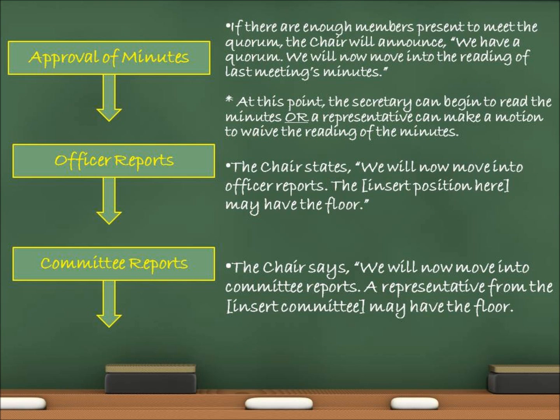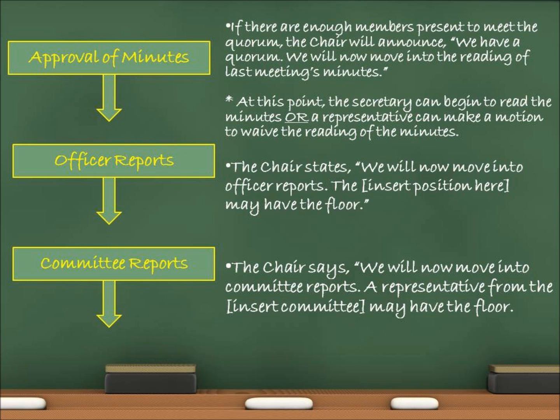Upon moving into the approval of the minutes, the chair will say, "Will the secretary please read the minutes from the last meeting?" At this point, the secretary can start to read the minutes, or a representative can obtain the floor and make a motion to waive the reading of last meeting's minutes. They will have to do this by stating, "I move to waive the reading of last meeting's minutes." Another member will then need to second this proposal.